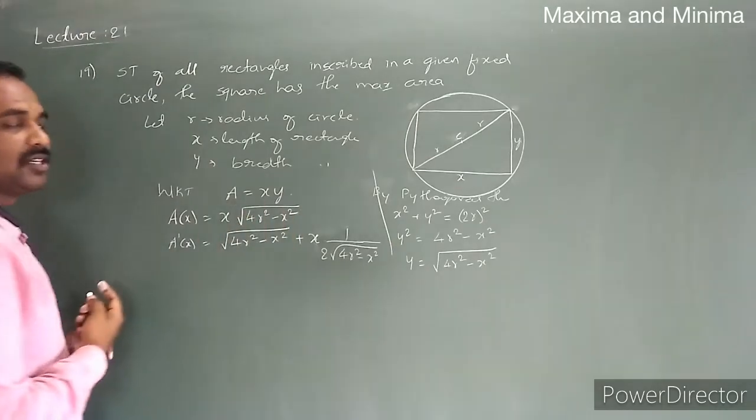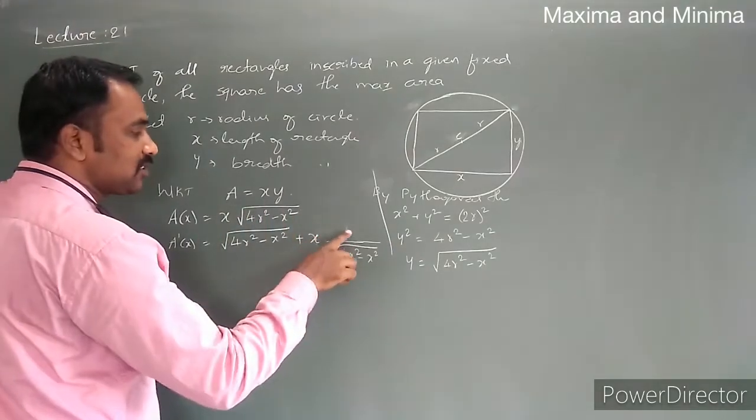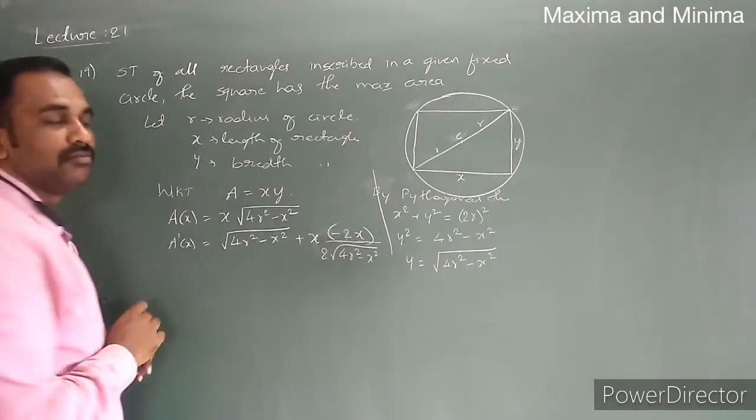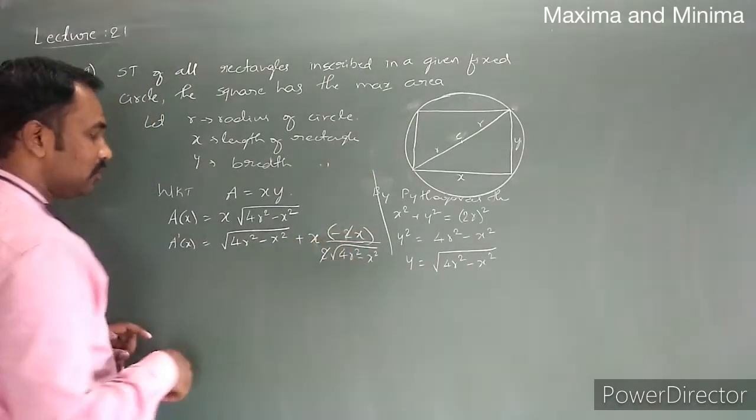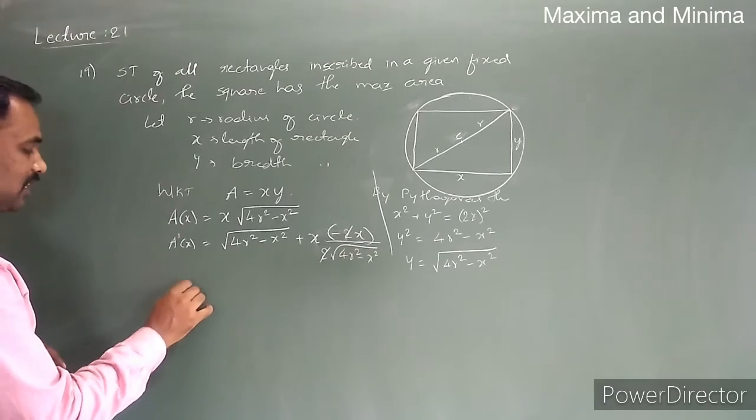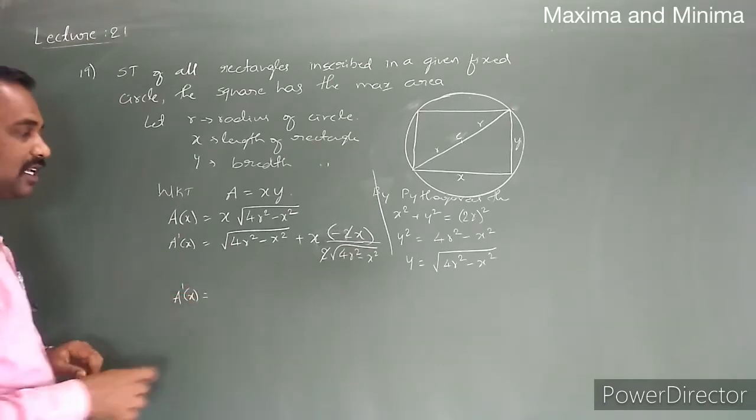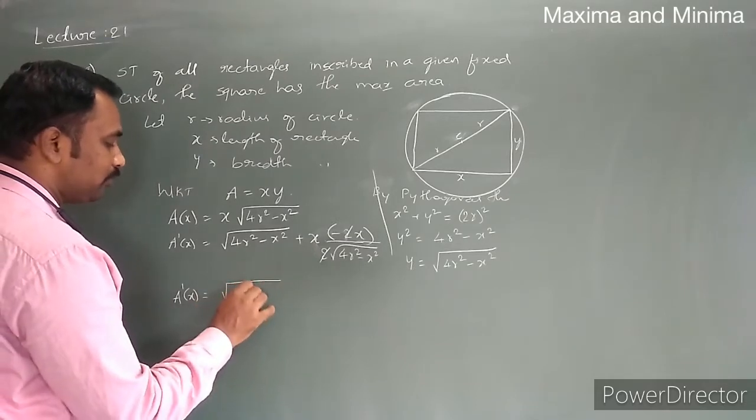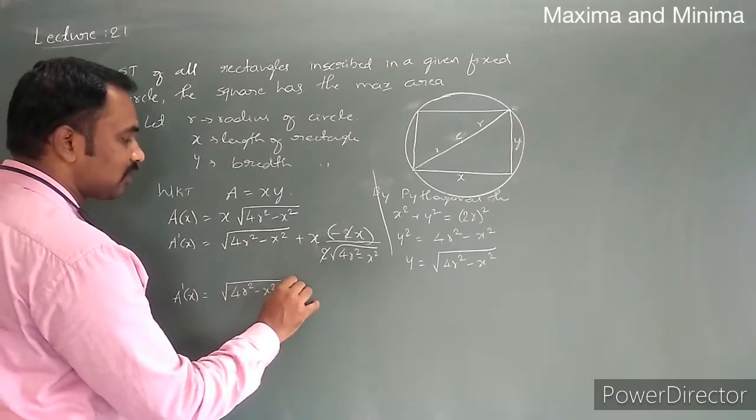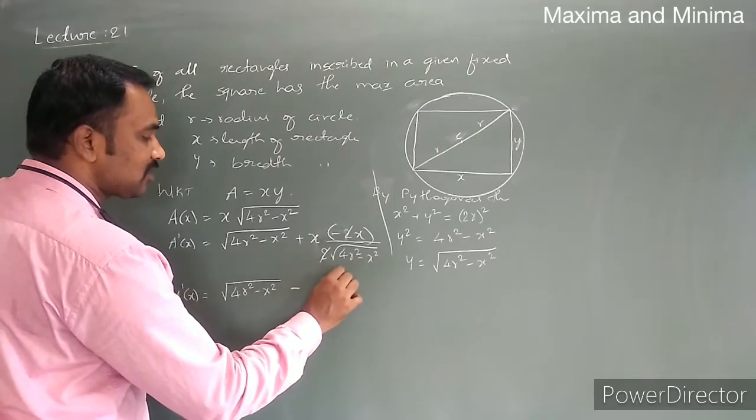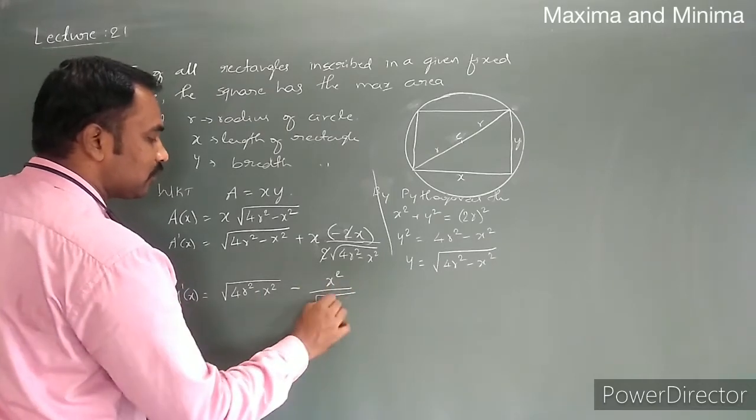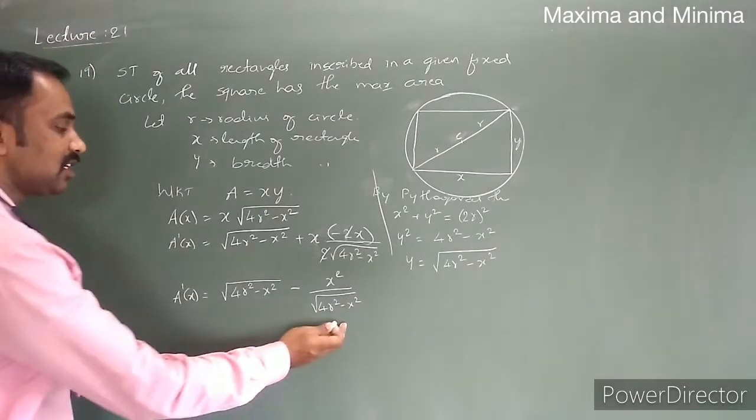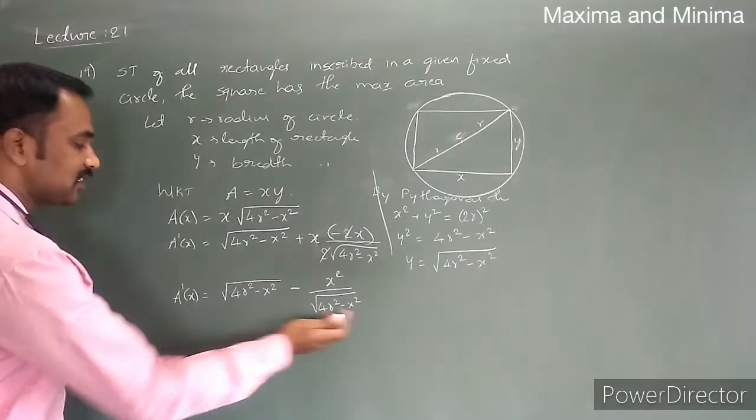In place of x, 4r square minus x square. What is the differentiation of 4r square minus x square? Minus 2x. This is 0 minus 2x. Here 2 gets cancelled. So A dash of x is equal to, let me rewrite it with one more step, x into minus x divided by root of 4r square minus x square, plus root of 4r square minus x square. Take LCM as root of 4r square minus x square.